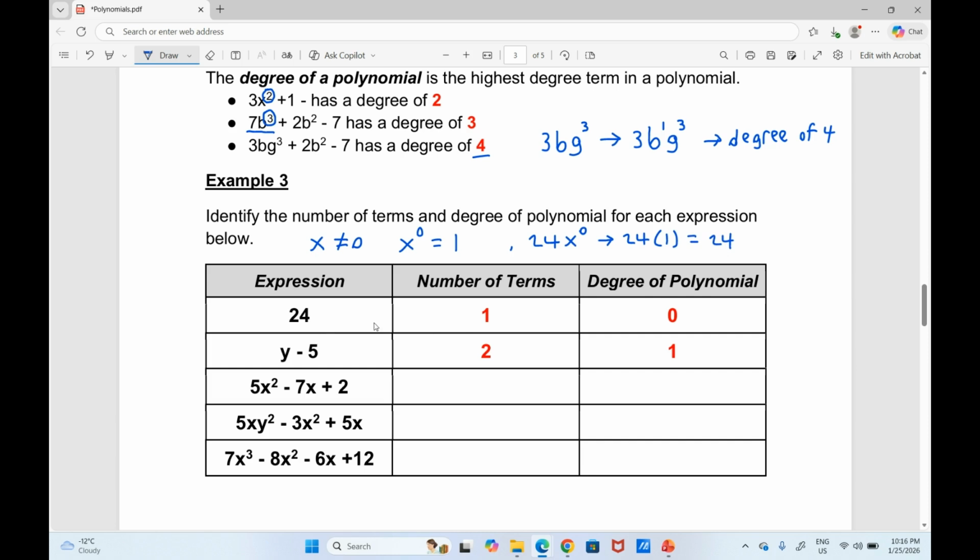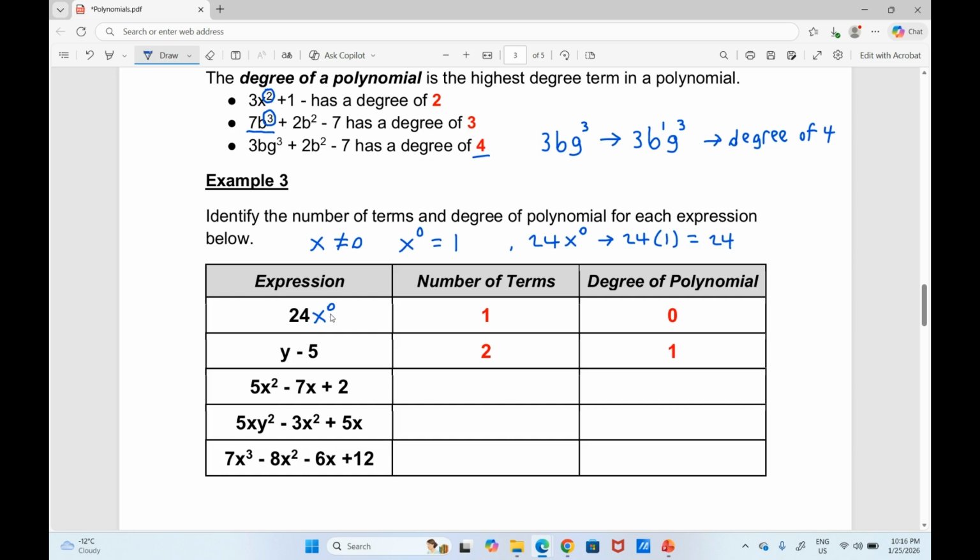So that's why my degree of polynomial is 0, because there's an invisible x to the power of 0 that can be attached to that 24. And since x to the power of 0, assuming x isn't 0, is going to be 1, I just have 24 times 1, which still equals 24.